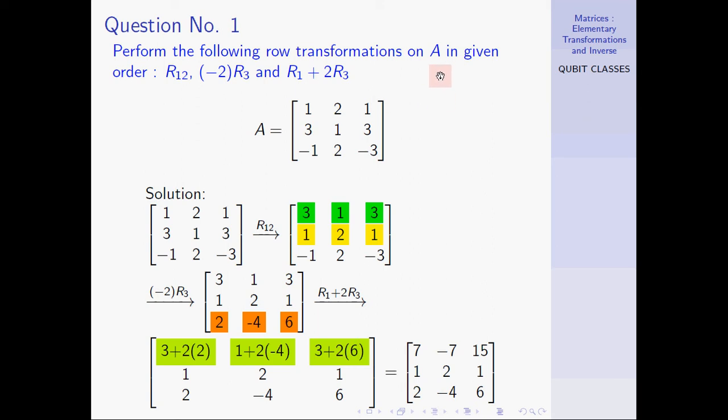Therefore, we have successfully performed these three operations in the given order and we have obtained this matrix: 7 -7 15, 1 2 1, 2 -4 6. Now, all these operations have not changed the order of the matrix. Originally it was 3 by 3 and the final matrix is also 3 by 3. Hence any row transformation does not change the order. This is an important point to be made here. We'll move on to the next problem now.